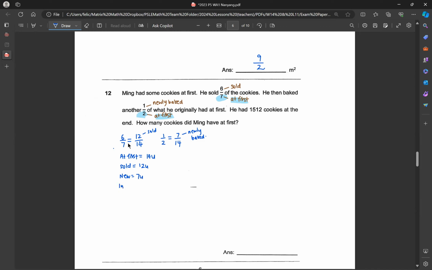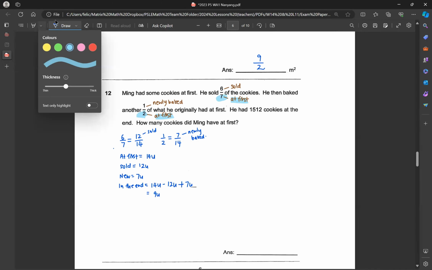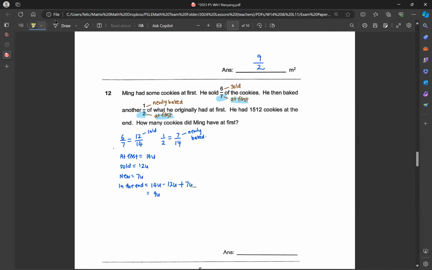So now with all these changes, you can calculate in the end how many units are left. So you start off with 14U. You sell 12U means lesser by 12, right? And what you newly bake is another 7U. So this is a plus 7U. If you do the calculation, you will end up with 9 units. And this means your 9 units here will be the 1512 at the end. So you see, this is how we link this back to the 1512.